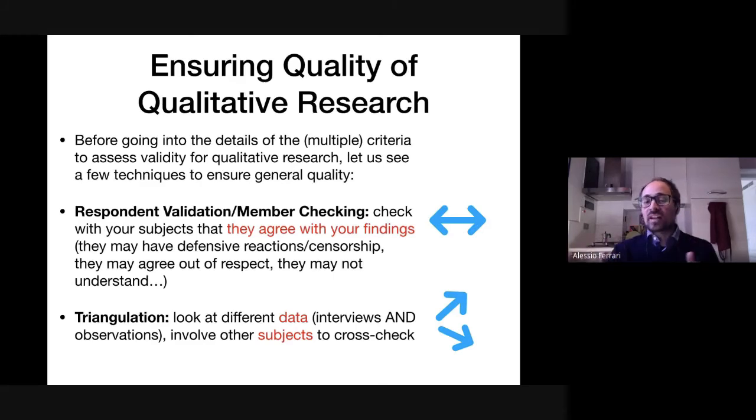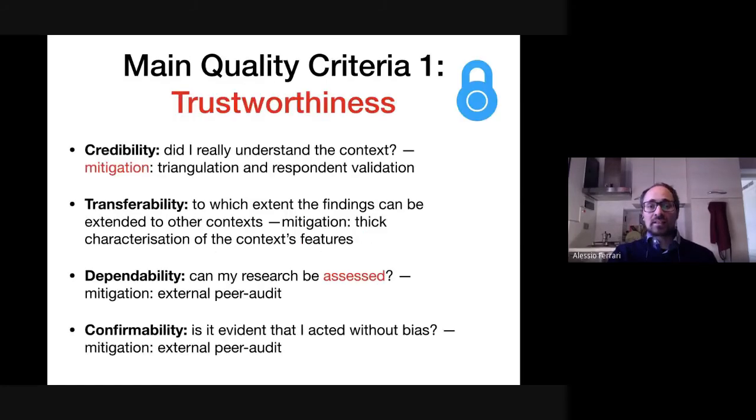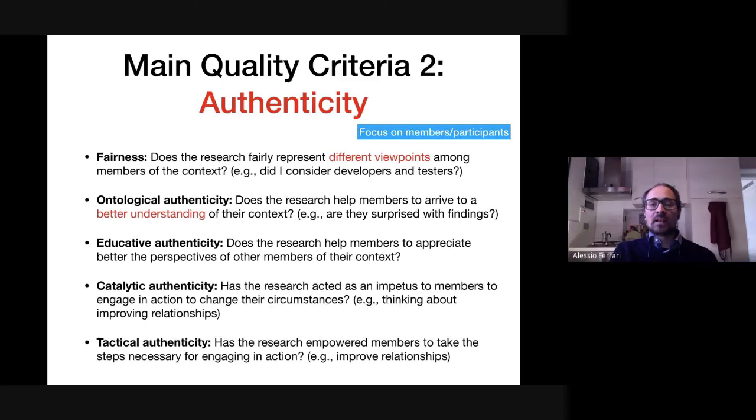This is a strategy that you can use for ensuring better quality. You cannot do much more in qualitative research. These are the things that you can do to mitigate some threats to validity, which are summarized in two main qualitative criteria. One is trustworthiness, and the second one is authenticity.